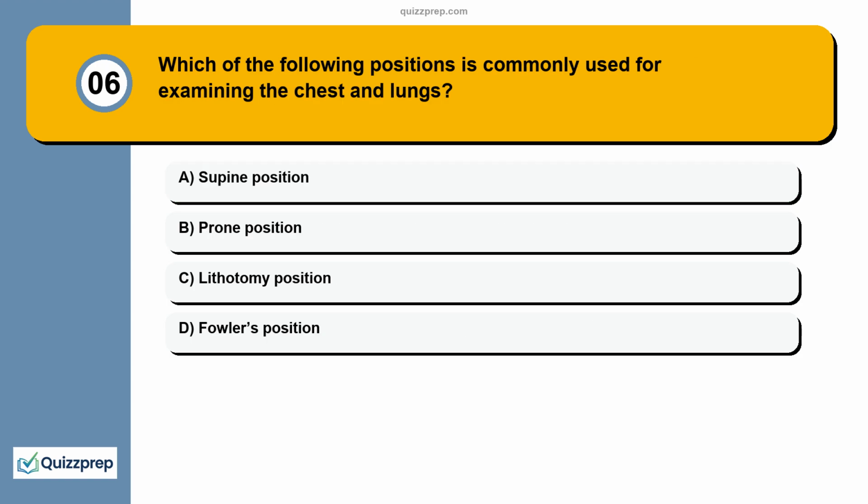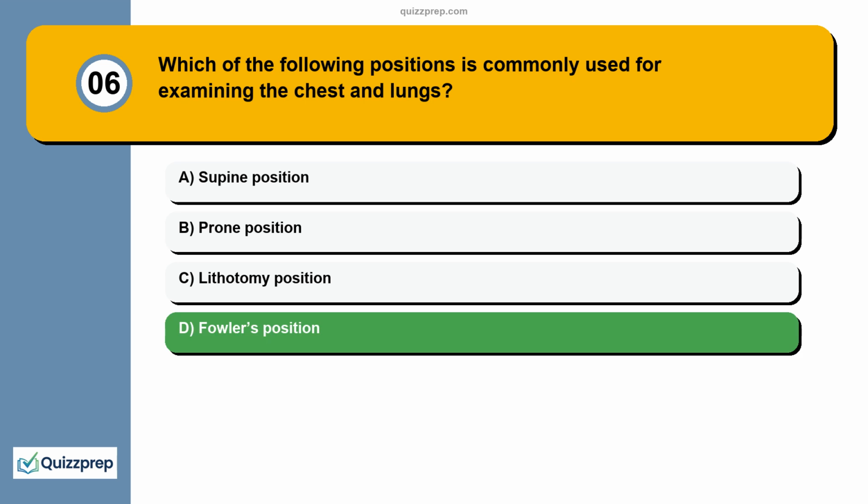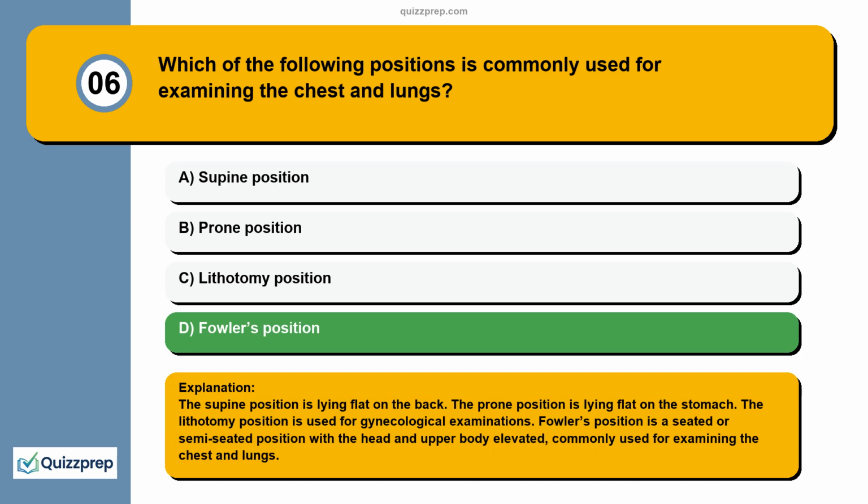Question 6. Which of the following positions is commonly used for examining the chest and lungs? Supine position, prone position, lithotomy position, Fowler's position. The supine position is lying flat on the back. The prone position is lying flat on the stomach.